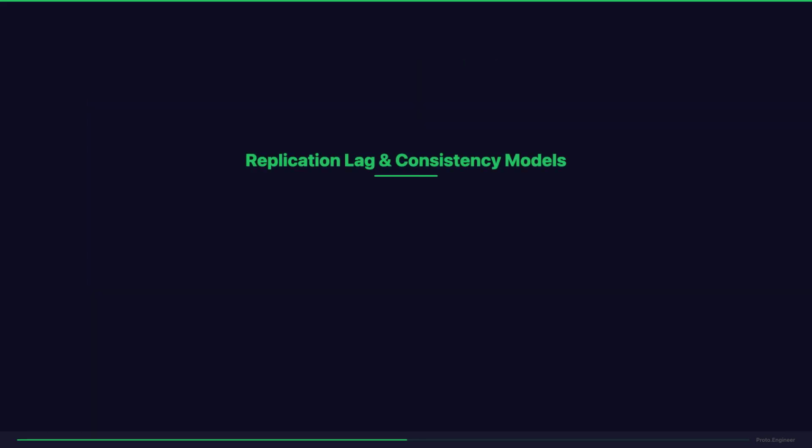Replication introduces different consistency models. Strong consistency means every read returns the latest write. This requires synchronous replication or reading from the master. Higher latency, but no surprises.